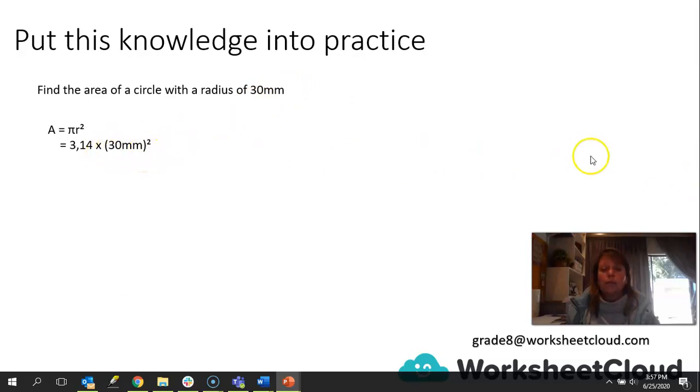So it's 3,14 times our 30 squared. Okay, it's 30 times 30. So that would be 3,14 times 900 millimeters. Again, if you can't work that out on a piece of paper, you are definitely able to use your calculator for this. So 30 times 30 will give me 900, but it's not just millimeters, remember, it's millimeters squared, right? So 3,14 times 900 millimeters squared is going to give me 2,826 millimeters squared. Everybody happy?